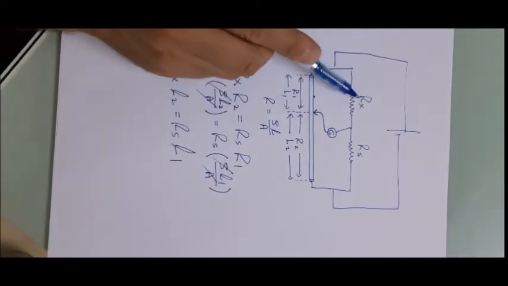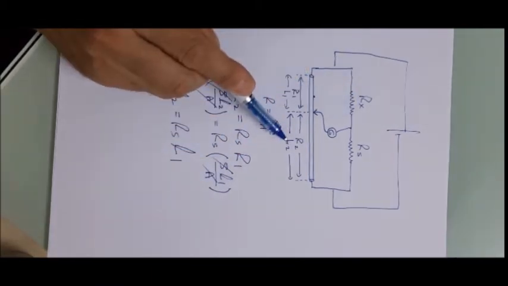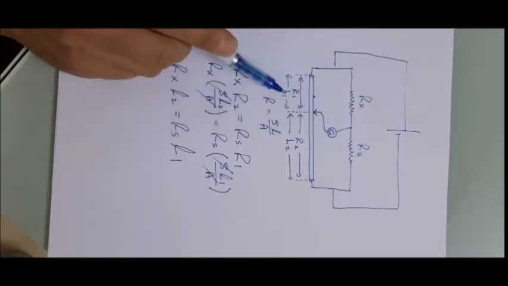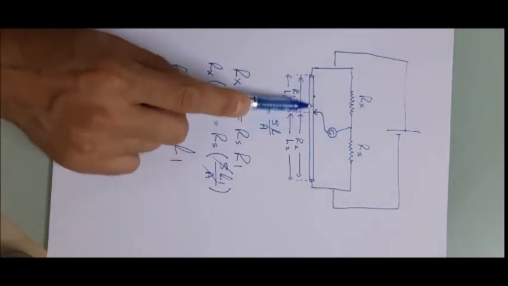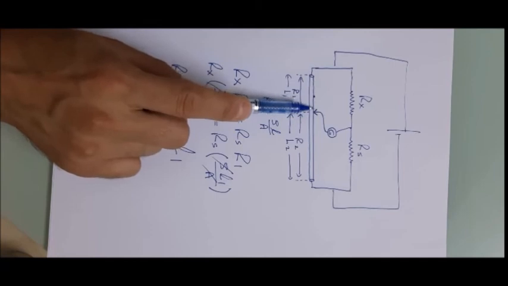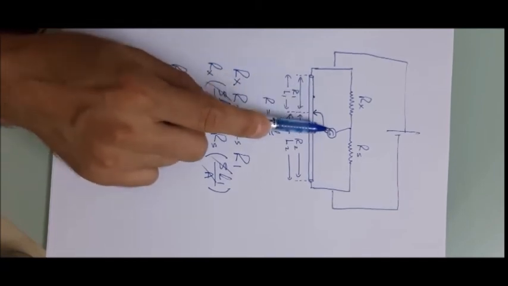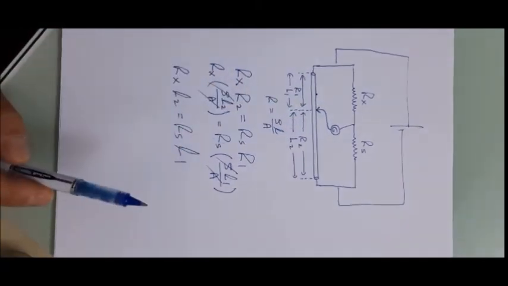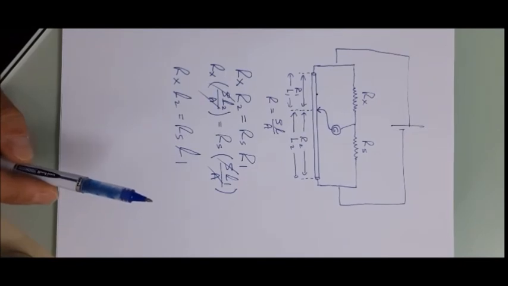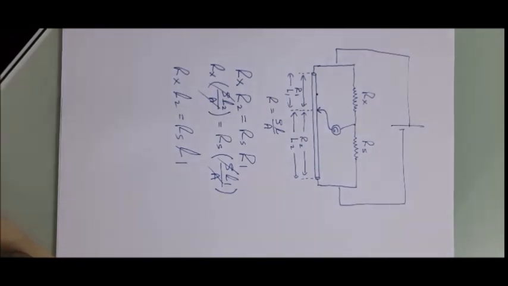So multiplying Rx by L2 equals multiplying Rs by L1, and here we can control the length by moving this pointer left or right to find the 0 point. So this is the theoretical part of this experiment, and this is the idea. Now we go to the lab and do the experiment.